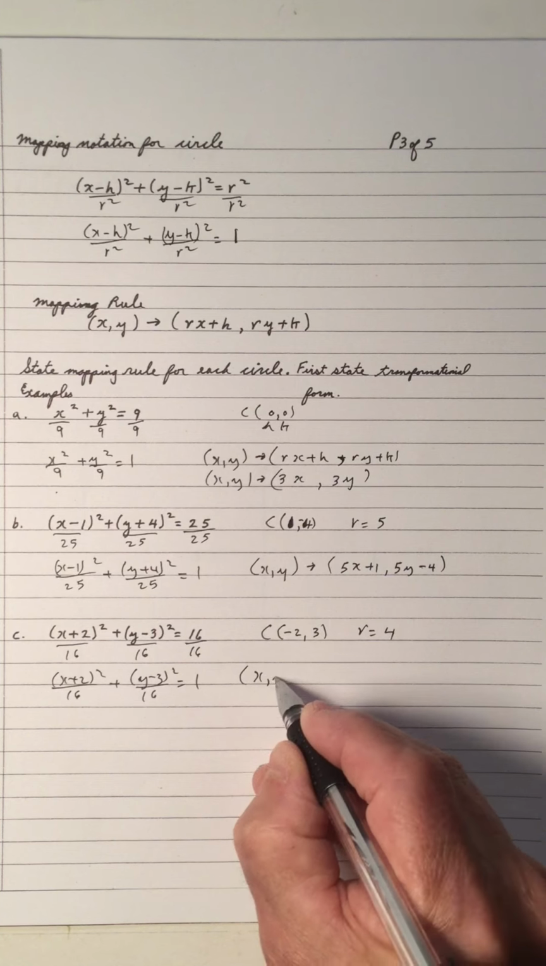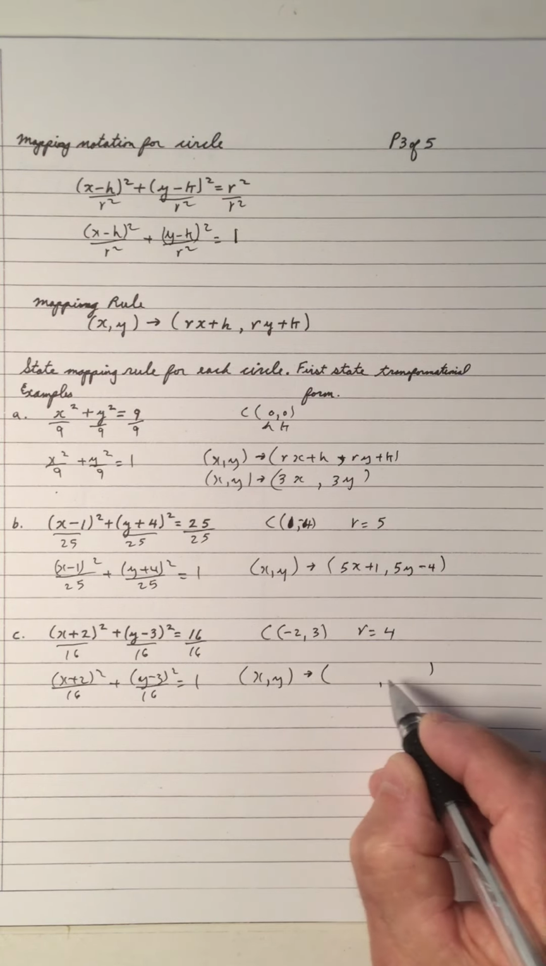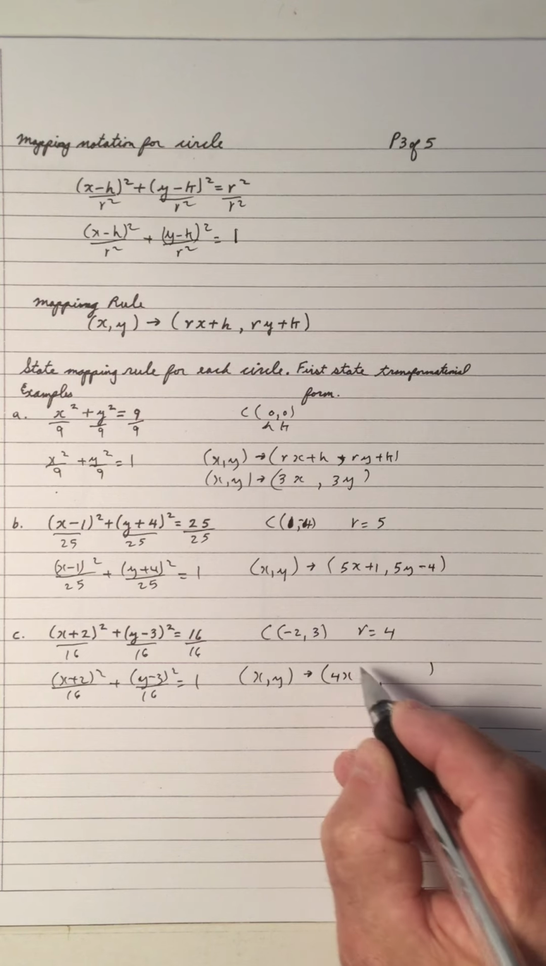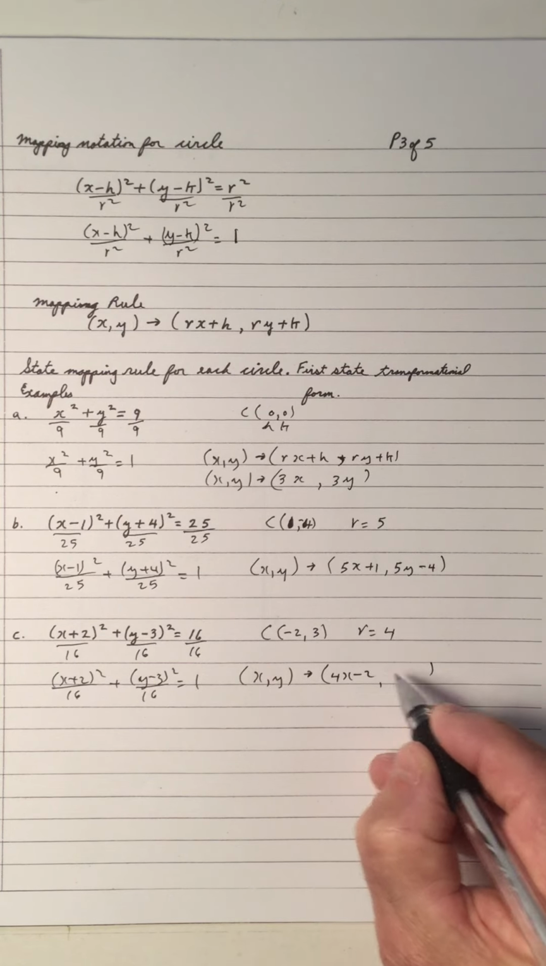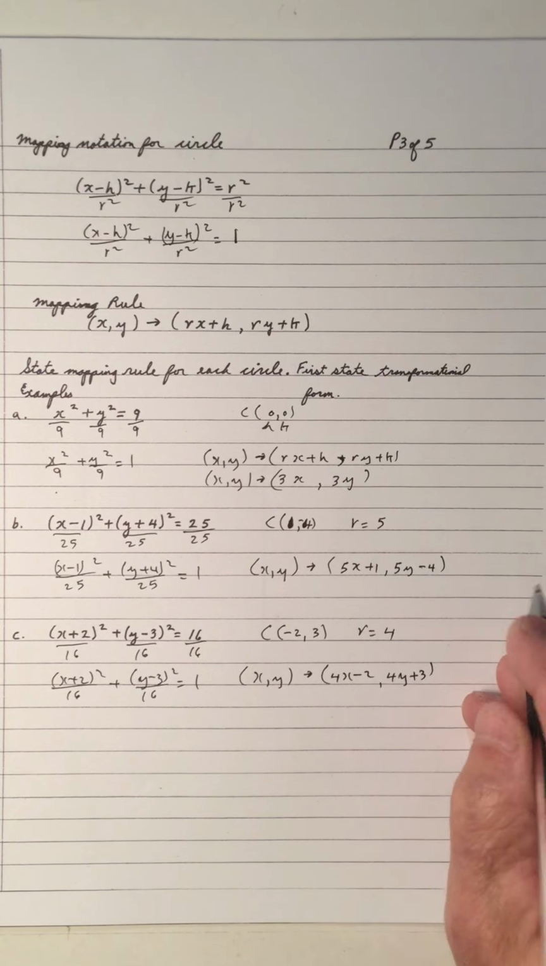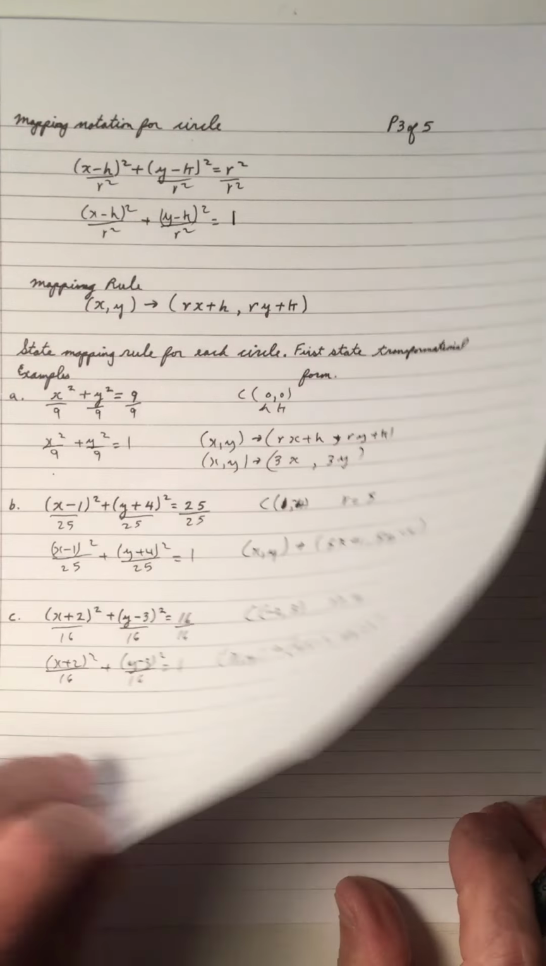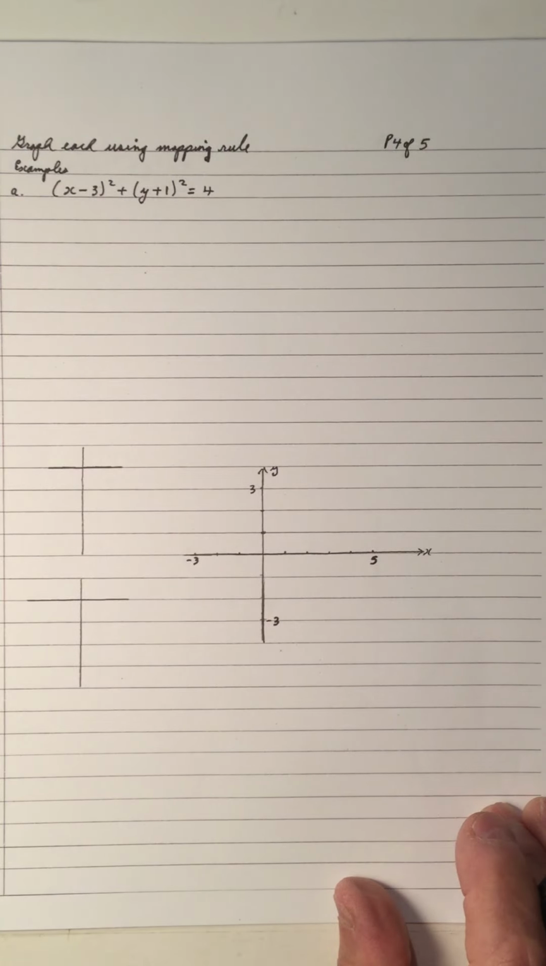So the mapping rule for this circle, we're going to graph it by the mapping rule. 4 is the radius times x minus 2, and 4 times y plus 3. Just to give you some practice in writing out the mapping rule, because we're going to graph using the mapping rule. So here we go. Graph each using the mapping rule.